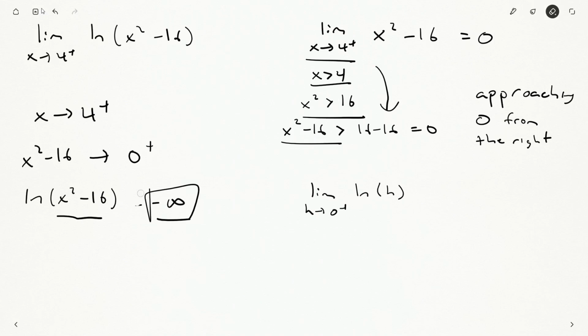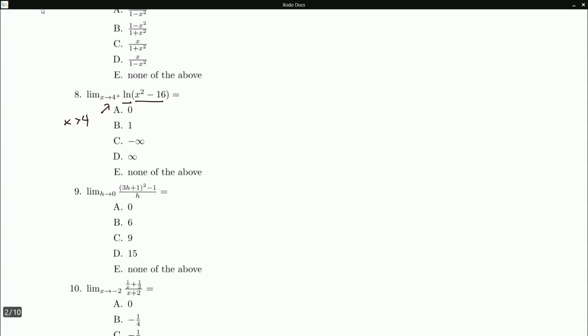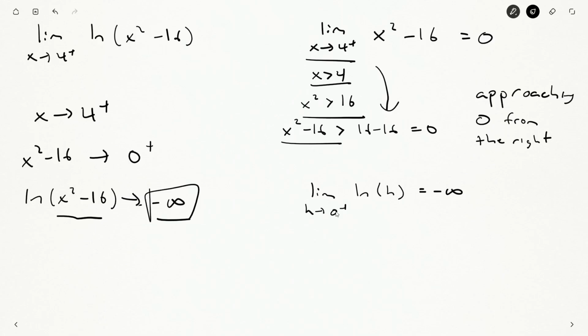Sorry, there shouldn't be an equal sign here. Infinity is not a number, which is why we can't just plug things in. The equal sign should be over here. But x goes to 4 from above. We were able to use our reasoning skills to show that x squared minus 16 is going to 0 from above. And so ln of that is heading to negative infinity. And that would be the answer that I put, and that's going to be C, right in the middle.